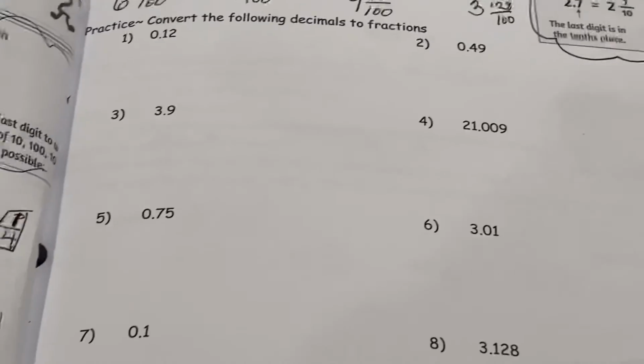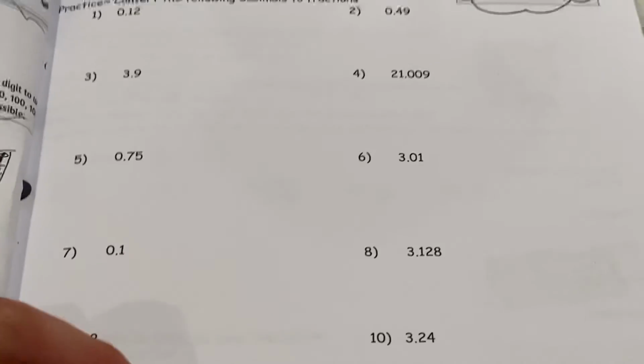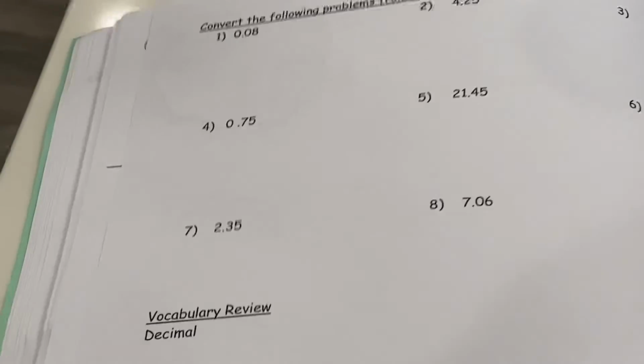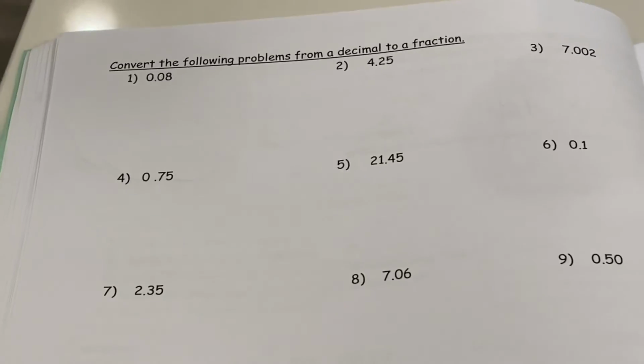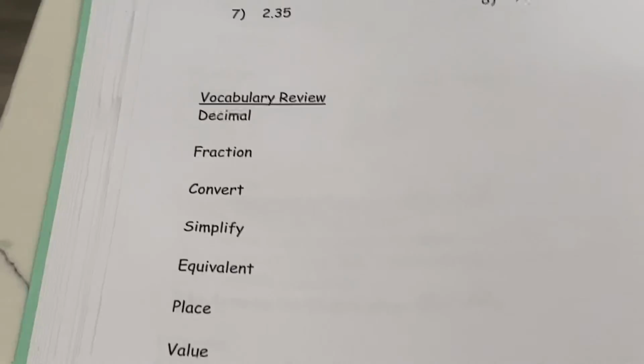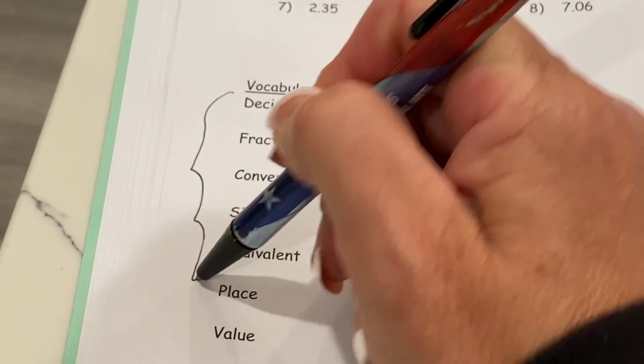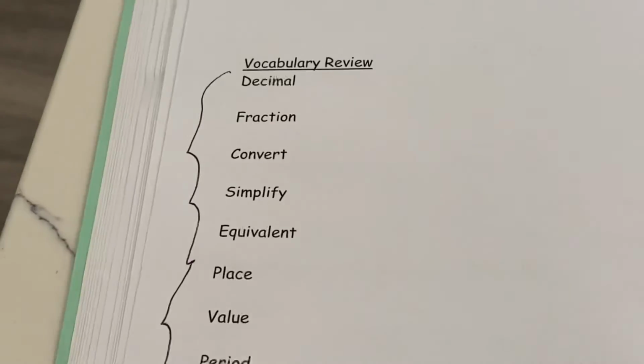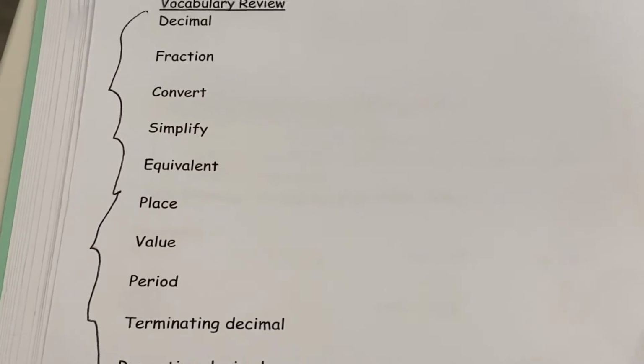Okay, and then that's page 26. And then page 27 is actually the homework, and you'll have time to get that done if you need to later in the day. And the vocabulary review, this again is on page 27. Please make sure that you know the meanings of all of these words. We will be definitely responsible for all of these words by the end of the unit.